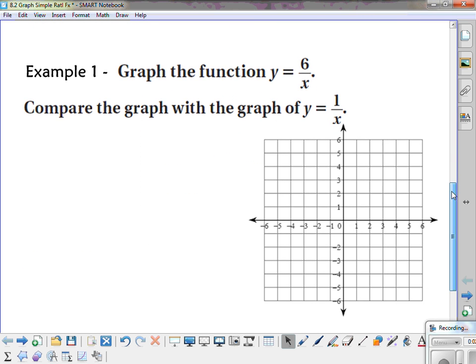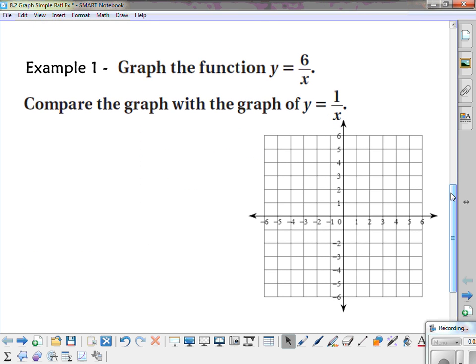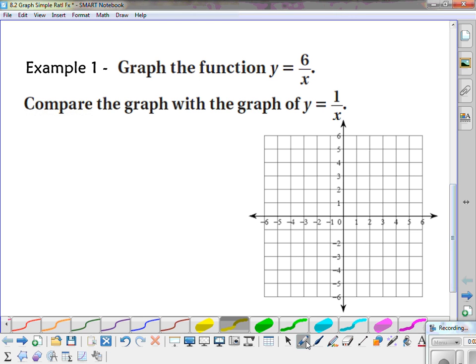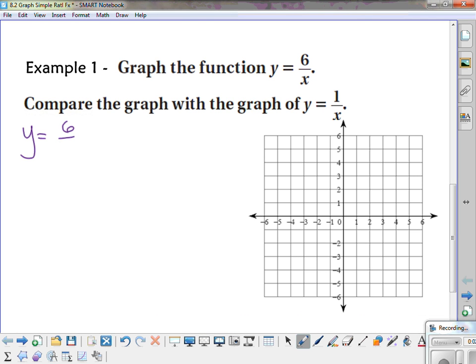So we're going to graph y equals 6 over x, and then we're going to compare it with y equals 1 over x. So I'm going to make myself a table. Since the x is on the bottom, I just want to pick numbers that are easy to divide into 6. And so obviously -6 goes in, -3, -2, and -1. And then their positive counterparts, 1, 2, 3, and 6.